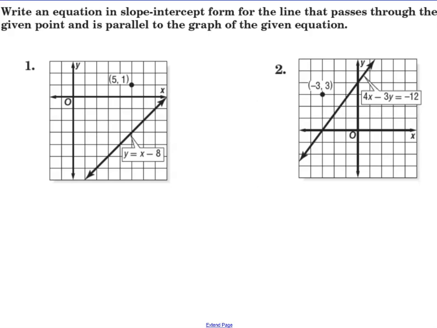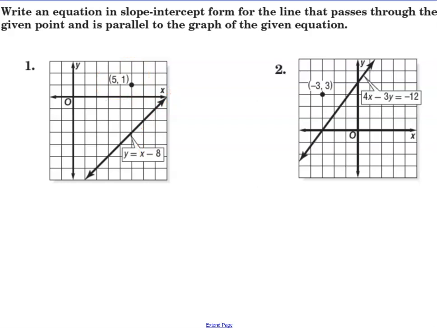Give me the equation of a line that is parallel to y equals x minus 8, but passes through the point (5, 1). So this one's pretty simple because I have a point and I have a slope, even though it's kind of invisible, right? The slope is 1. So I could use my point-slope formula just like I did in my previous example.